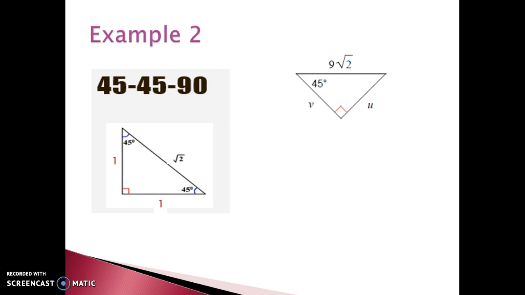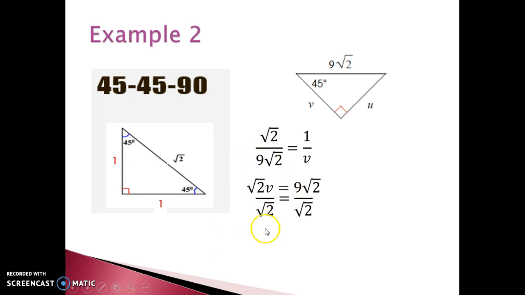In example 2, again, we're always going to set up a proportion and then cross multiply and solve. So, here I have the square root of 2, which is the hypotenuse of the original, over 9 square root 2, which is the hypotenuse of our new triangle, equals the side of the original, so 1, over the side of the new triangle, which is v. So I cross multiply, and I get square root of 2 v is equal to 9 square root 2. So I want to divide both sides by the square root of 2, and when I do that, the square roots of 2 cancel, and I get v equals 9.